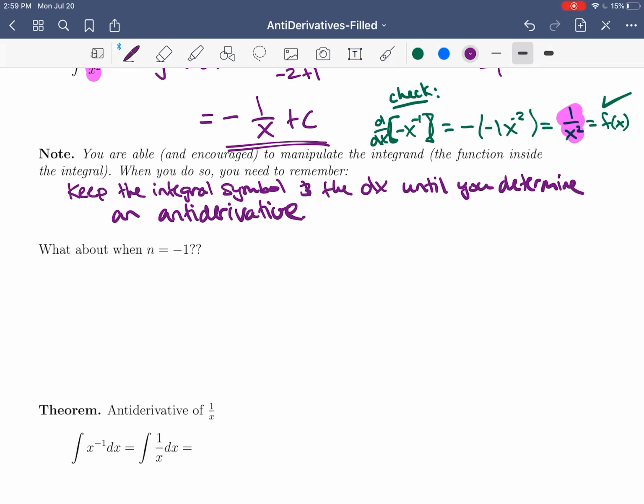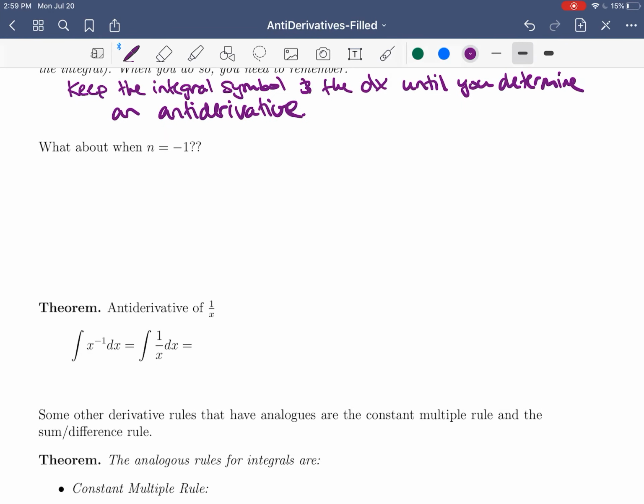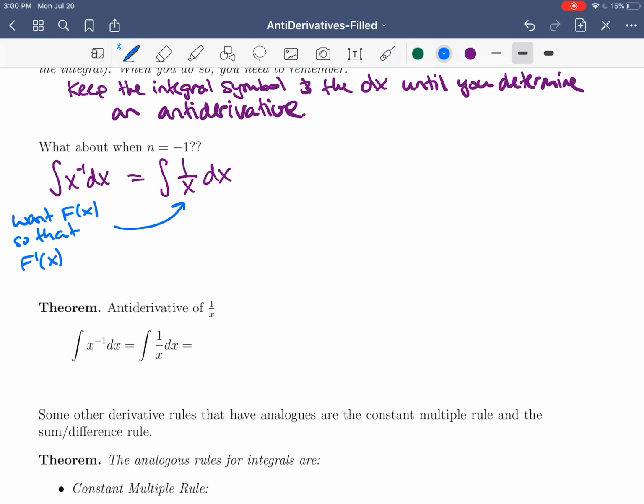So what about when n is negative 1? There's this weird case that we ignored for a minute. So what does that look like? It means that we want the antiderivative of x to the minus 1 dx. X to the minus 1 is actually 1 over x dx. So what that means is we want capital F of x so that capital F prime of x is equal to 1 over x. So can we think of a function that has derivative 1 over x?